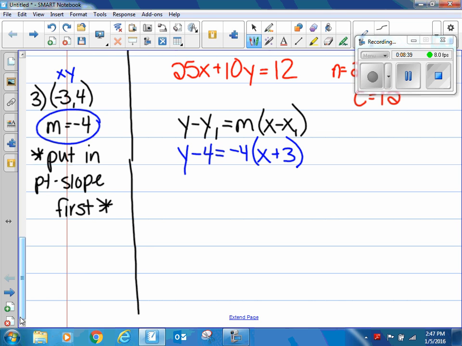So now that I am in point slope form, I can simplify this and put this in standard form. What I'm going to do is distribute my -4 first. So I have y minus 4 equals -4x minus 12. I have to move my 4x to the other side.